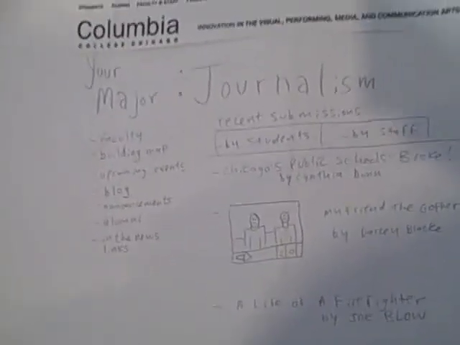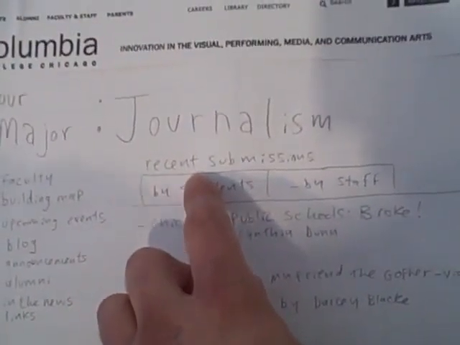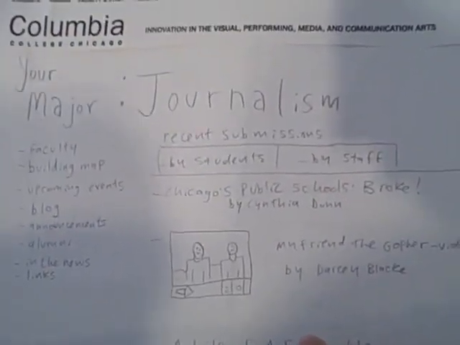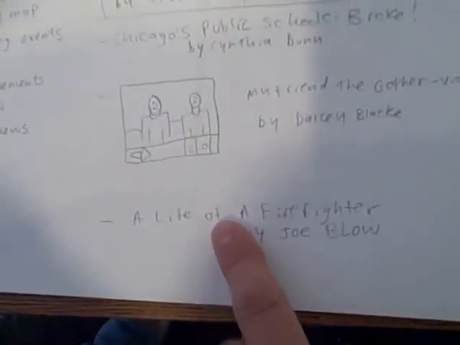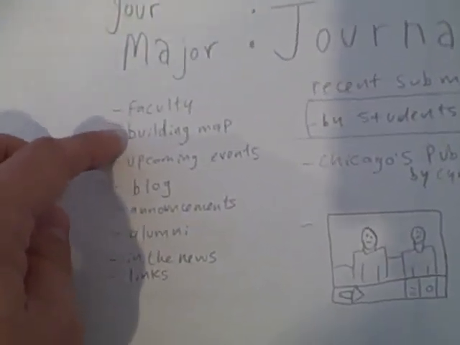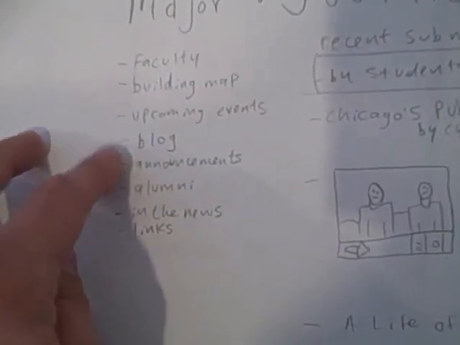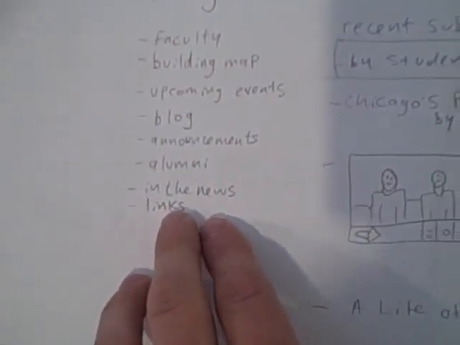Okay. That takes us to the journalism page here, which has more things like recent submissions from students and staff, which I think would be a way to highlight students' work. Since a lot of journalism is written, here's a story, then here's a video, another print story, and then over here you can look within your major by who's in the faculty, a building map of where those are, upcoming events, the blog, entries relevant to your major, announcements, alumni, things that alumni have done, things in the news, and links.